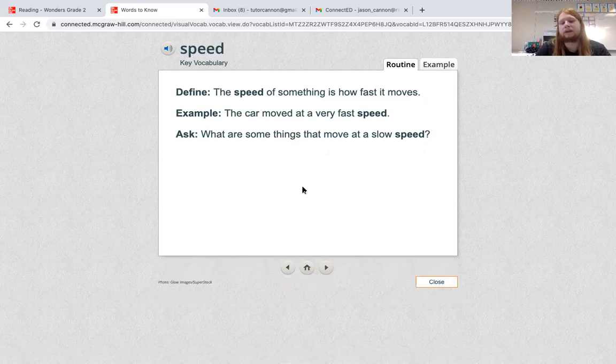So the speed of something is how fast it moves. So there are some things that move at a slow speed. I know some of my students move at a slow speed when I give them something to do they don't want to do. But that's okay. I convince you to move at a faster speed. Okay, let's look at the next one.